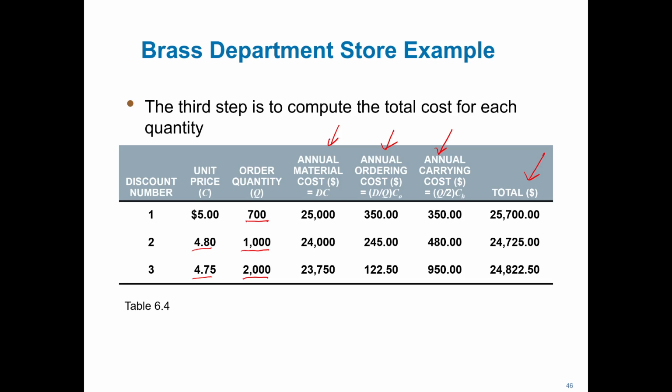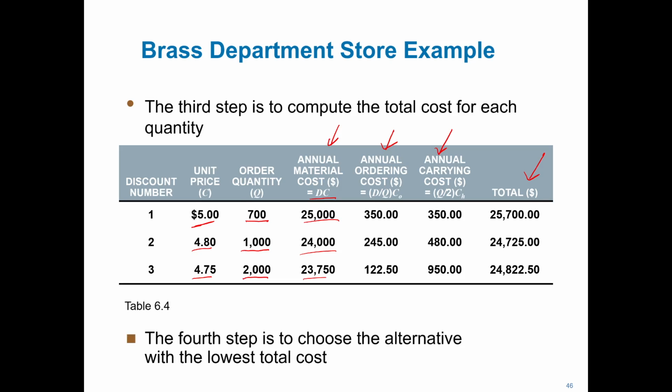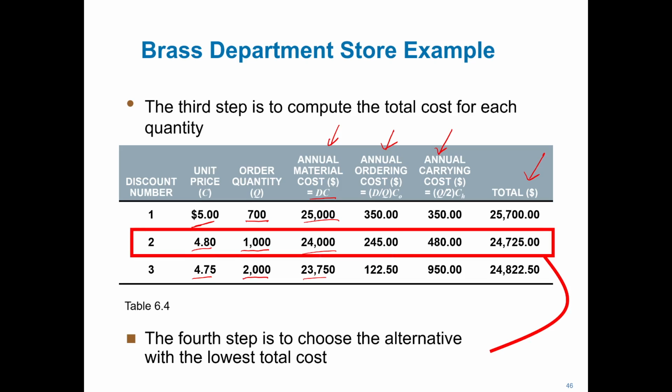We have D times C, the annual demand multiplied by C, the price or cost of the item. So we have 25,000 here, 24,000, etc. Annual ordering cost is D over Q times C naught, and annual carrying cost is Q over 2 times CH. When we add all these three costs, we can see which is the minimum. The fourth step is to choose the alternative with the lowest total cost.